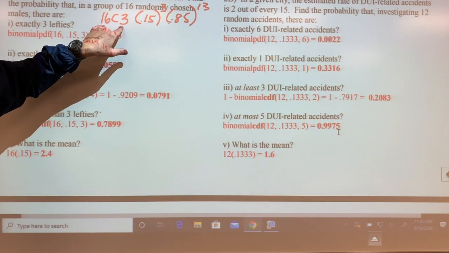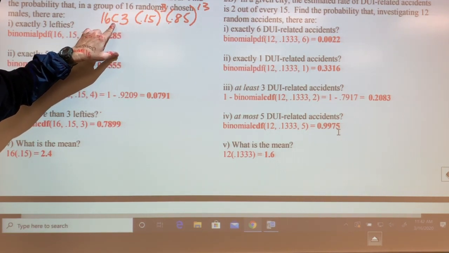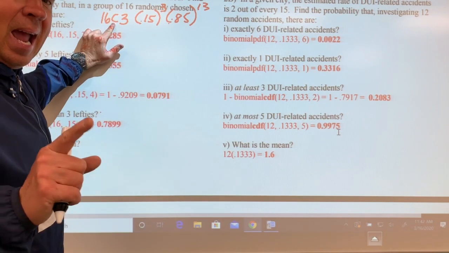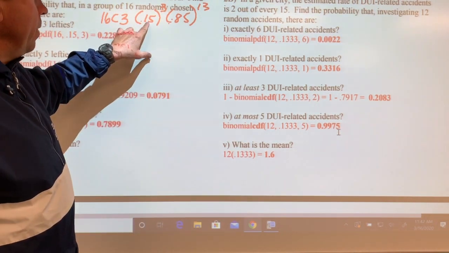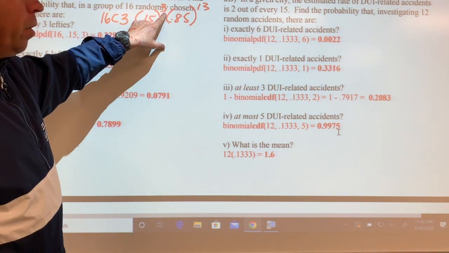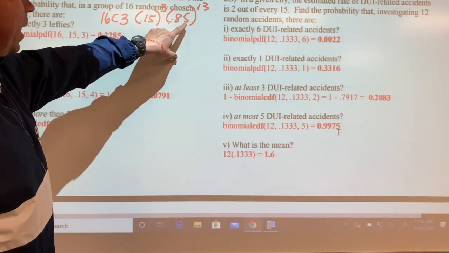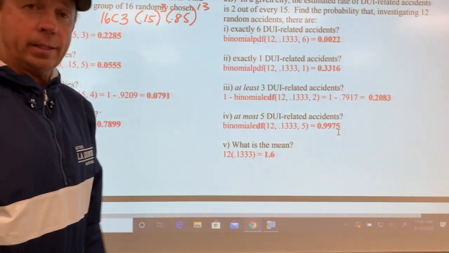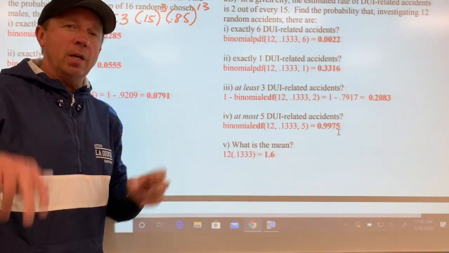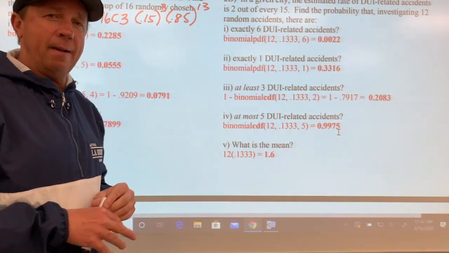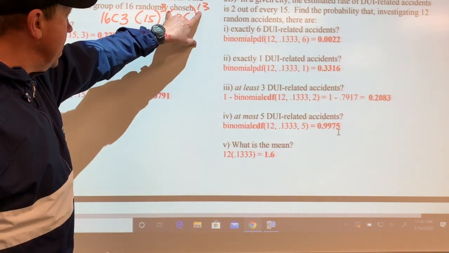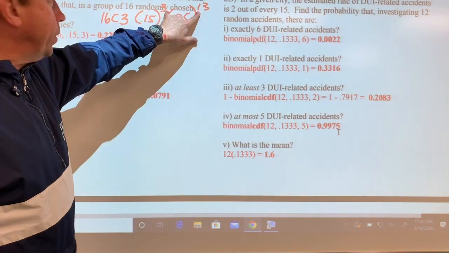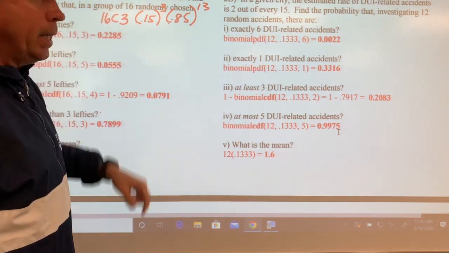This 16 choose 3 you can get off your calculator. It's 16, math, probability, nCr, and then hit the number 3. Okay? And then this is 0.15 to the third, exactly 3 lefties, and exactly 13 righties. Righties is considered failure in this case because it's 1 minus the lefties. Notice that these add to 100% and these two numbers add to the sample size, which was 16.